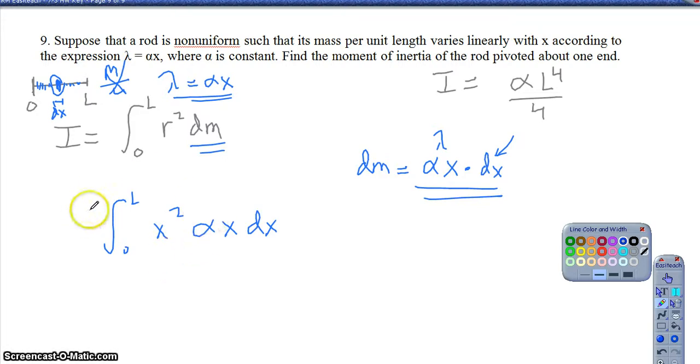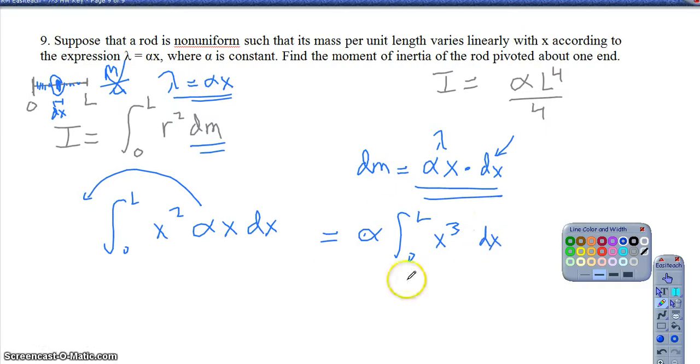Since alpha is a constant, I can go ahead and pull that out front of the integral. So my moment of inertia equals alpha times the integral from 0 to L, and then x squared times another x, so x to the third, and then dx. When we integrate this, hopefully at this point in the year we're getting pretty comfortable with that. My moment of inertia would be alpha times the integral of this, so 1/4 x to the fourth.